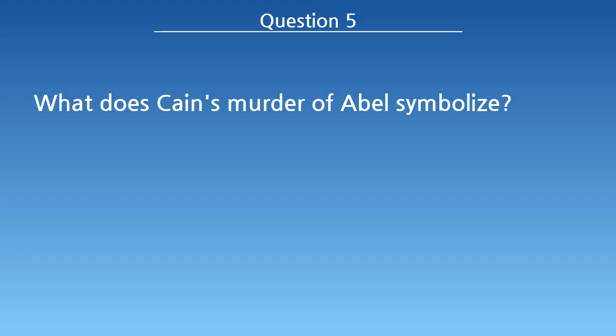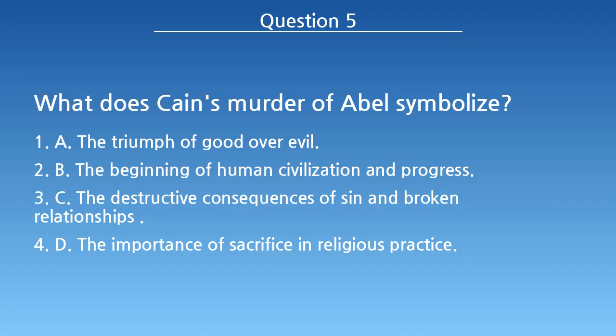Question 5. What does Cain's murder of Abel symbolize? Options. 1. A. The triumph of good over evil. 2. B. The beginning of human civilization and progress. 3. C. The destructive consequences of sin and broken relationships. 4. D. The importance of sacrifice in religious practice.